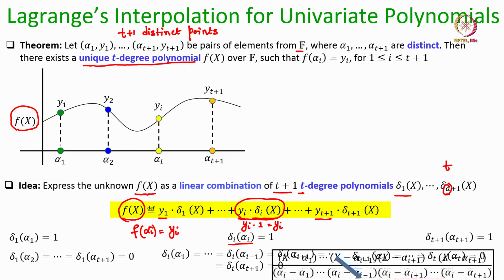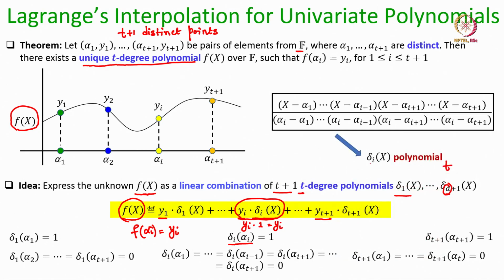Okay. Now, what is the form of this delta ix polynomial? We want that all the alpha components except alpha I should be the root. So, alpha 1 is the root, alpha 2 is the root, alpha I minus 1 is the root, alpha I plus 1 is the root, alpha t plus 1 is the root. And we also want that at alpha I it should give the value 1. So, that is why in the denominator you have this term.